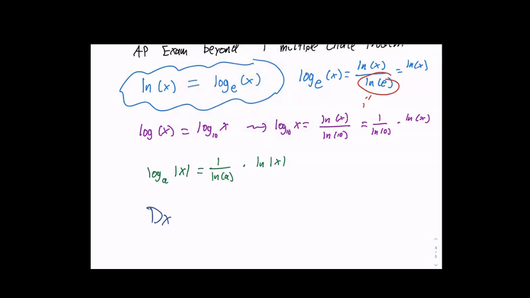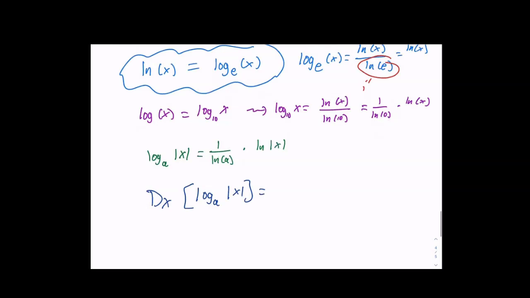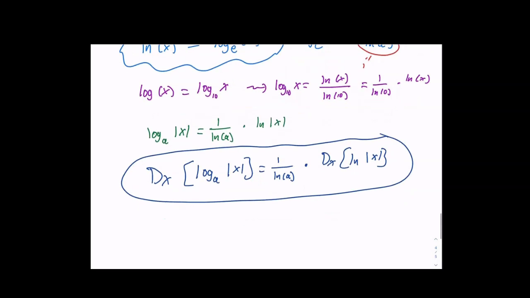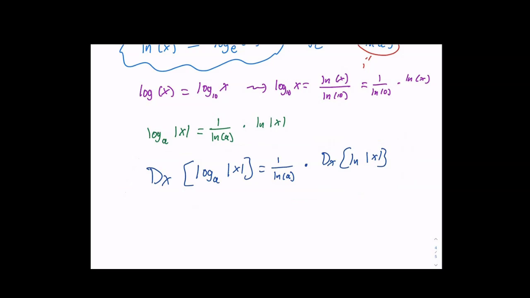As such, the rule is that the derivative of the log base a, just any base that's not e, of the absolute value of x is simply 1 over the natural log of a times the derivative of the natural log absolute value of x, which is of course 1 over natural log of a times 1 over x.